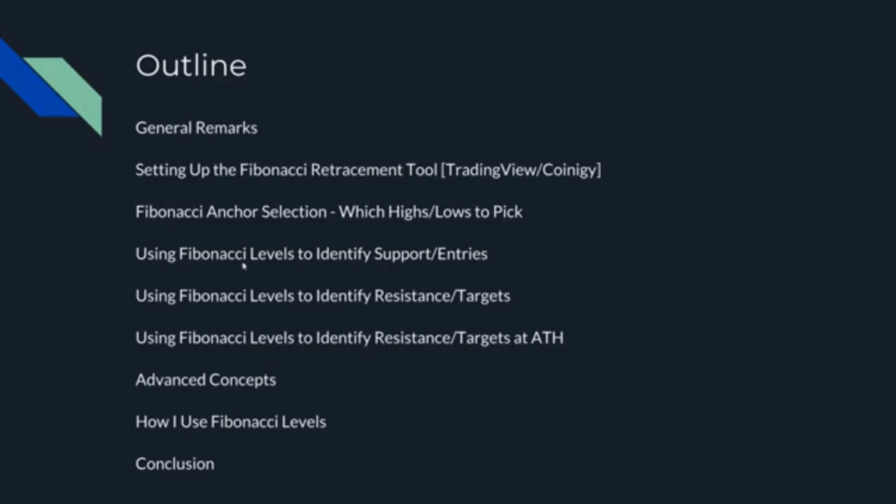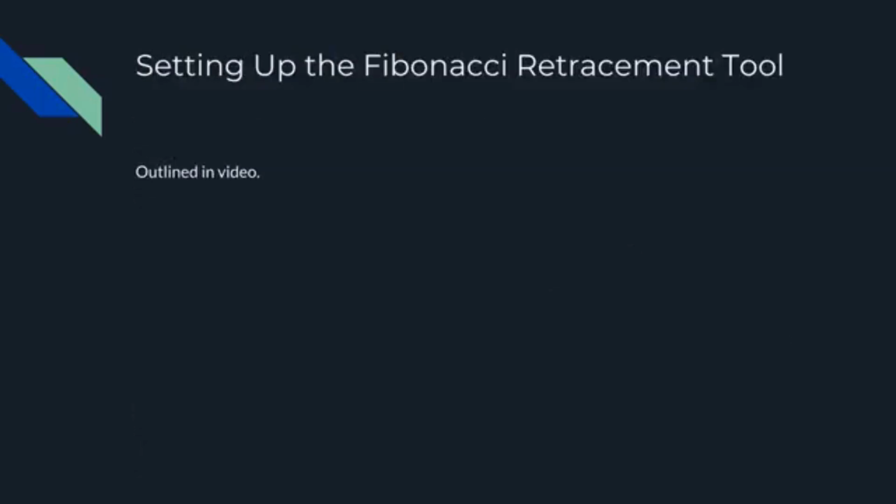We've talked about using fib levels to identify support entries. We go from low to high. We've talked about using fib levels to identify resistance targets. We do the opposite. We go from high to low. And then we also just covered using fib levels to identify resistance or targets at all-time high, which is basically doing this, but then also getting the extension levels for when we run out of previous price history as a point of reference.